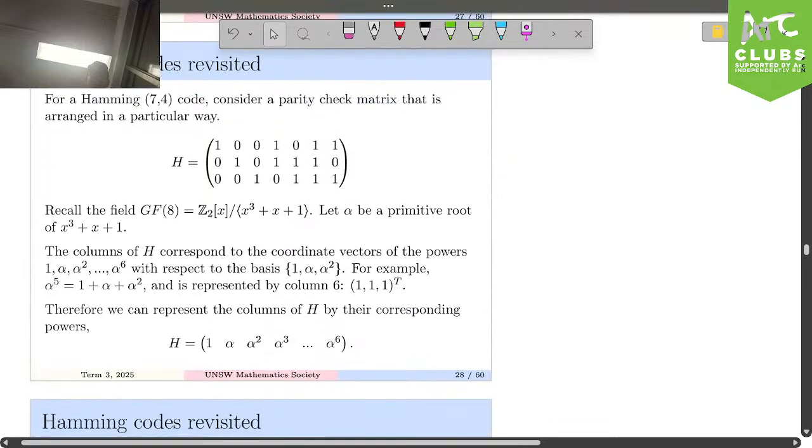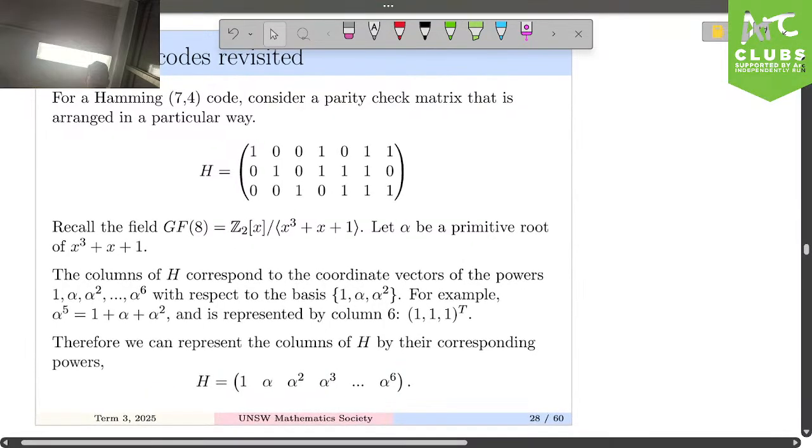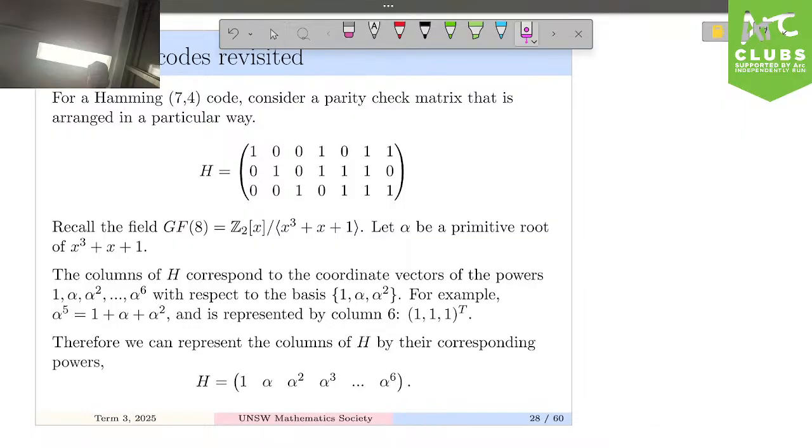So, first thing is we've looked at Hamming codes before, but we're actually going to redefine them here. We're going to just jumble up the order a little bit. Let's say we have a Hamming code. It's a 7-4 code, parity check matrix, and it's arranged in this way. 1, 1, 1, we get our leading columns first, and then it looks a little bit weird here. What these correspond to is alpha to the 0, alpha to the 1, alpha squared, alpha cubed, alpha to the 4th, alpha to the 5th, and alpha to the 6th.